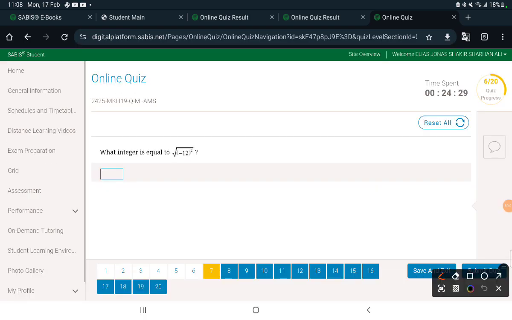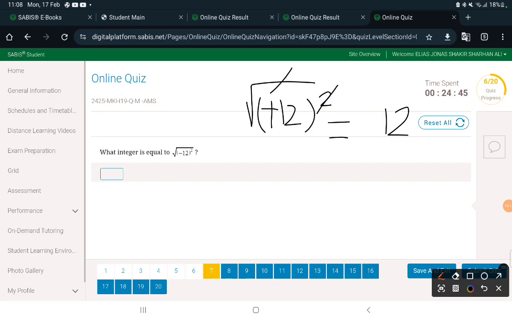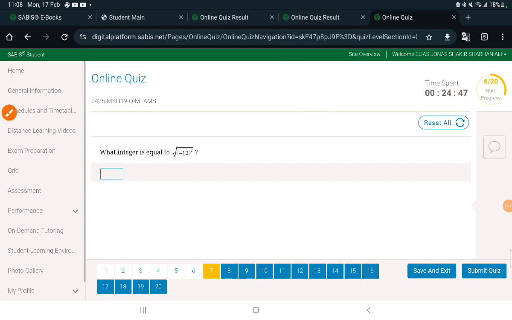Alright, here. As I said in the other question, when you have a negative constant, a radical and a squared sign, you cancel the squared, you cancel the radical, and you turn the negative constant to a positive constant. So your answer will just be 12. These are all repeat questions.